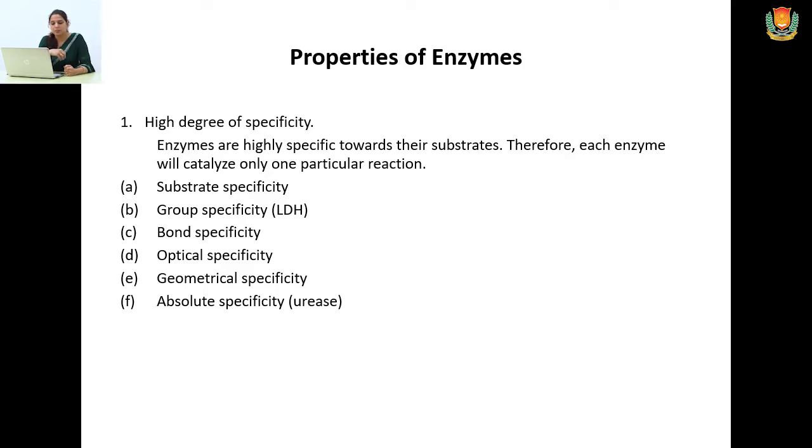Absolute specificity means a specific type of enzyme will bind to absolutely a single particular substrate, like the urease enzyme. Urease breaks down urea into ammonia and CO2. So these are the different kinds of specificity enzymes show towards their substrates.